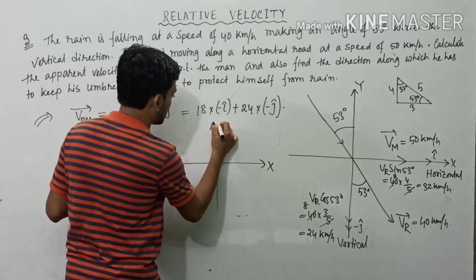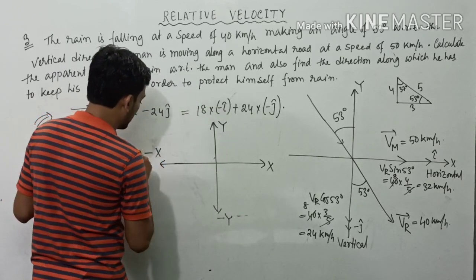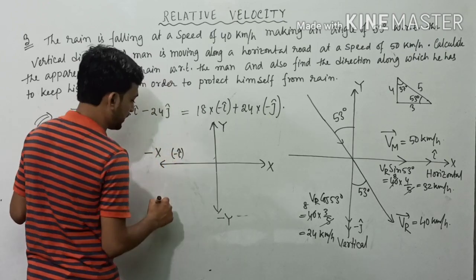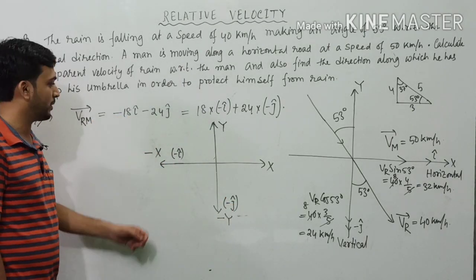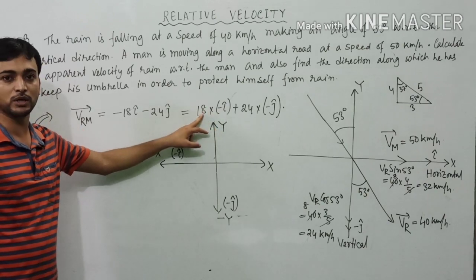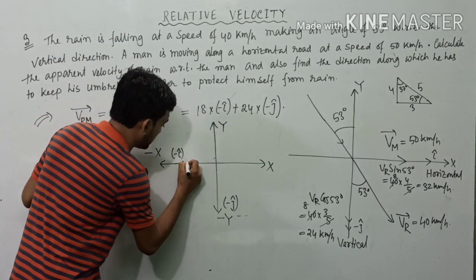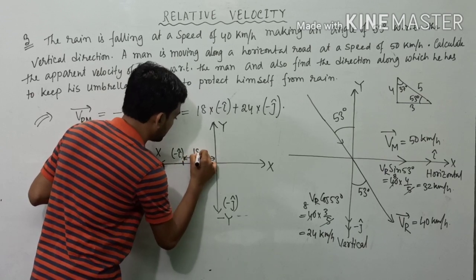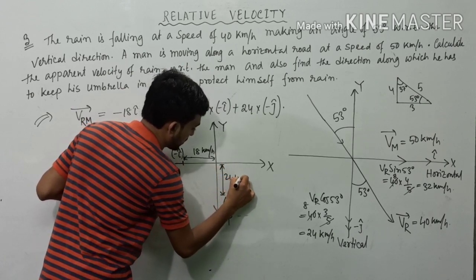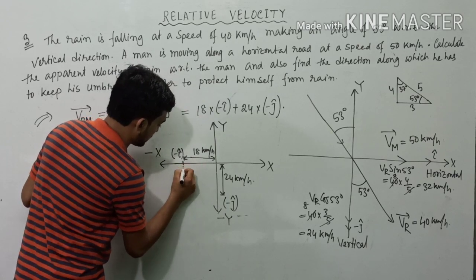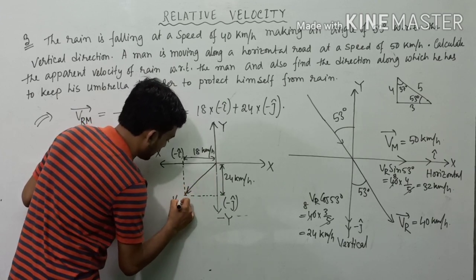Suppose this one is our x-axis, this is our y-axis, this will be negative x-axis, this will be negative y-axis. The unit vector along negative x-axis is minus i cap and that along negative y-axis is minus j cap. Now the component of relative velocity of rain with respect to man along negative x-axis is 18 km per hour, and that along negative y-axis is 24 km per hour. Say this one is 18 km per hour and this one be 24 km per hour. Okay, now our VRM vector will be this one.